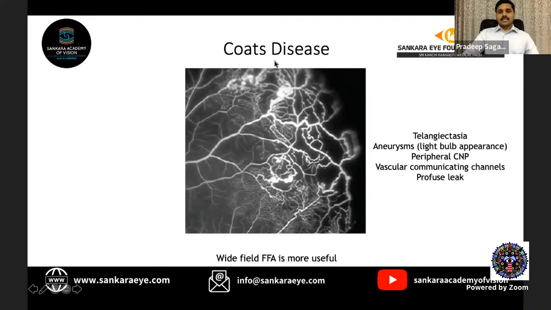Here we can see that there is presence of telangiectasia, which is typical, and aneurysms, which are typically described as light bulb, presence of peripheral non-perfusion areas, presence of vascular intercommunicating channels and leak in late phase.